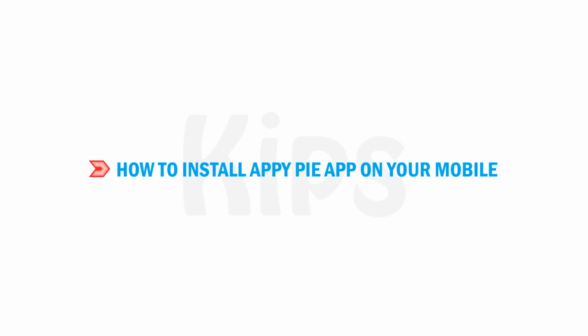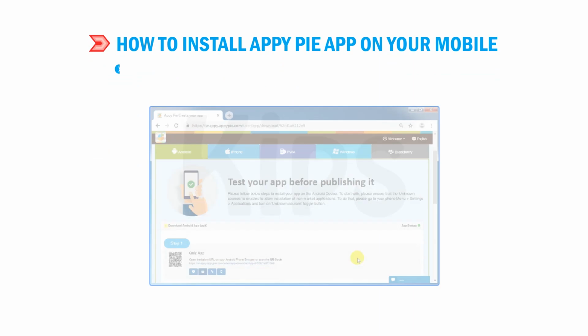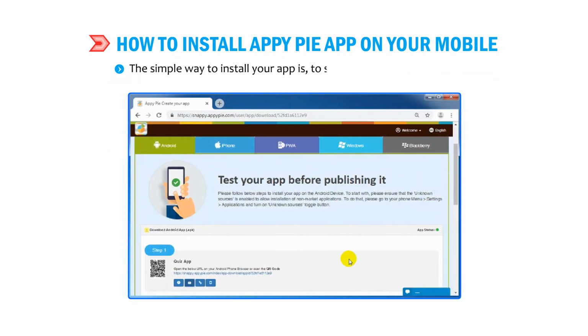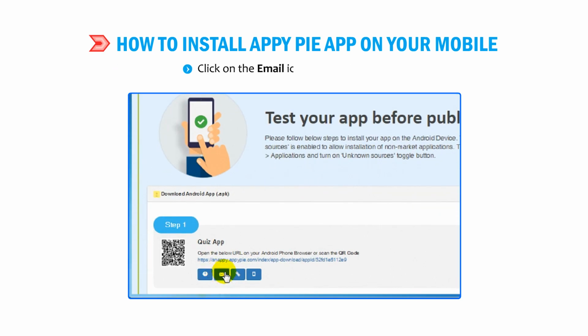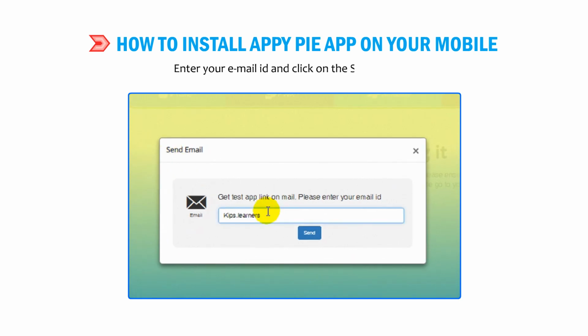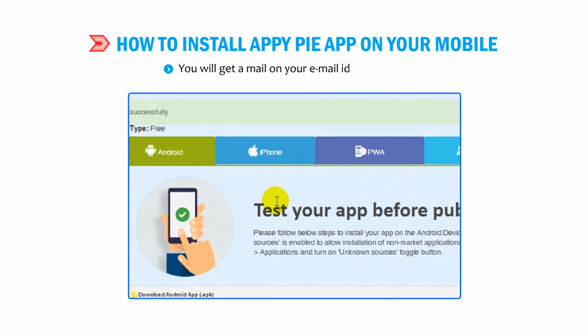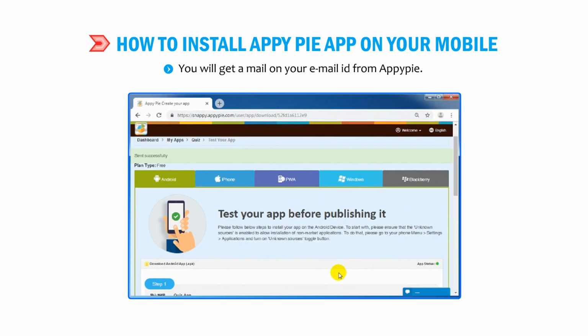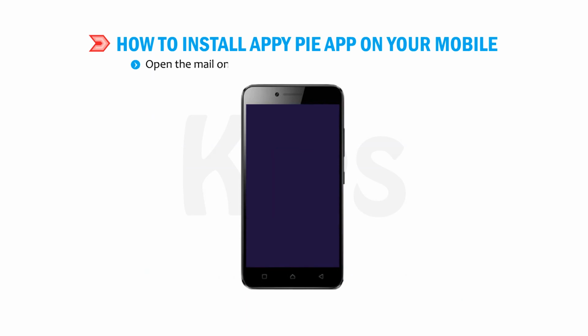Alright students, let us understand how to install AppyPie app on your mobile. The simple way to install your app is to send the app to your email ID. Click on the email icon as shown in figure. Enter your email ID and click on the Send button. You will get a mail on your email ID from AppyPie. Open the mail on your mobile phone and click on the given link. You will get the instructions for downloading and installing the app.